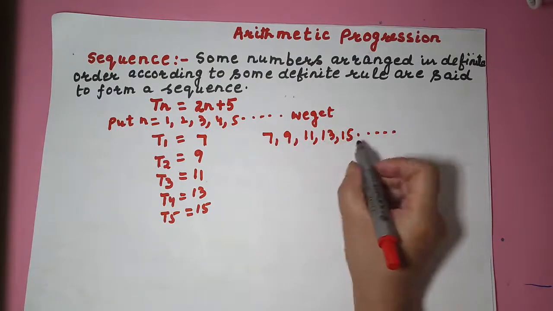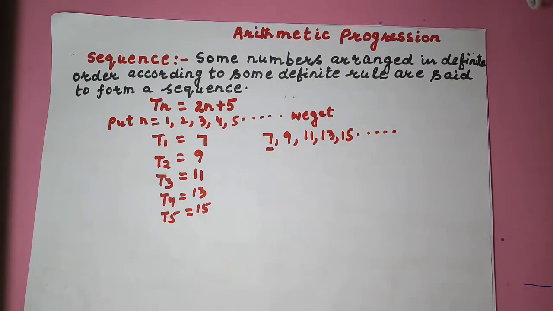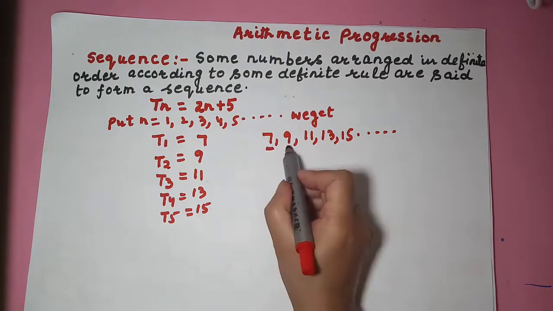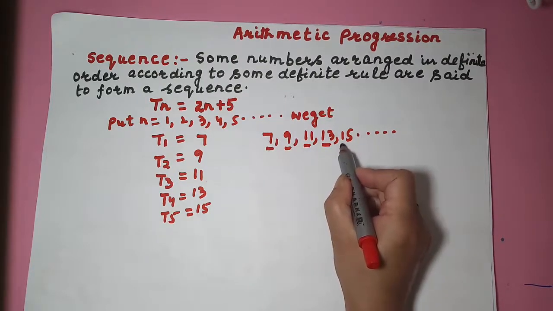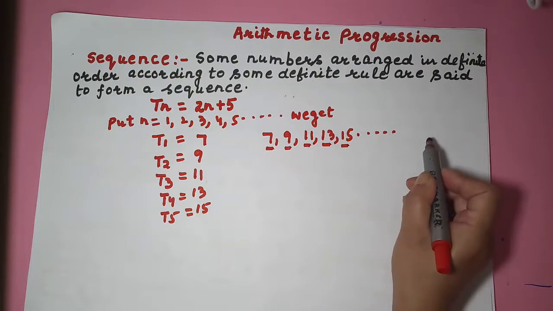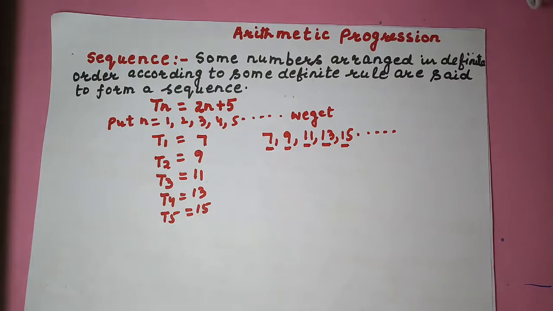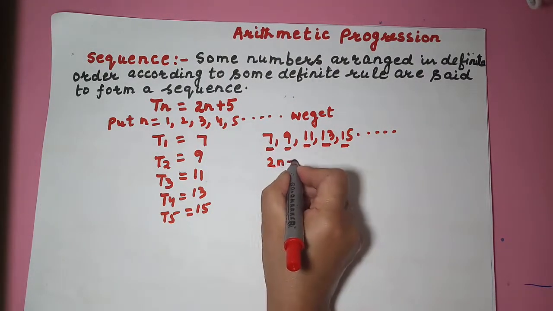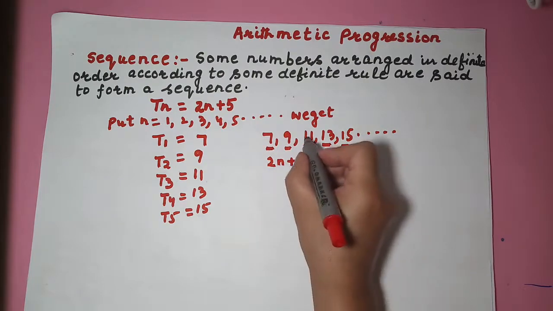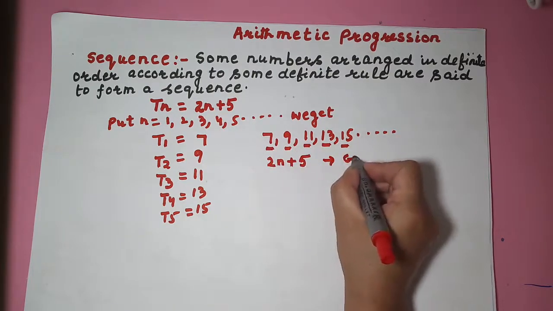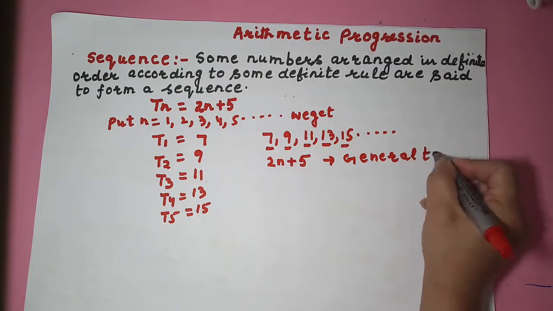This forms a sequence. In this sequence, the first term is 7, as you have seen, right? The second term is 9, the third is 11, fourth is 13, fifth is 15 and so on. It will go on, right? So if we want to know the nth term of this series, what was that? 2n plus 5 was the nth term of this series. This nth term of this series is called its general term. What do we call this? General term.